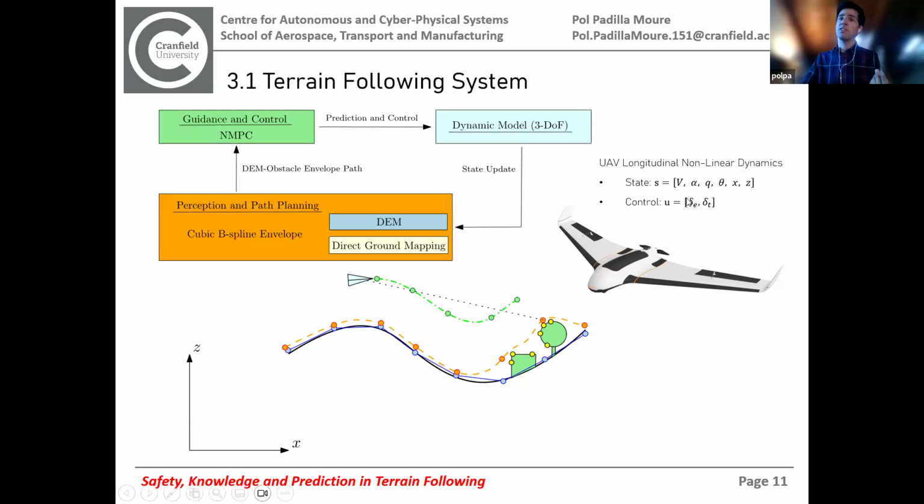And well, as you can see here, the states are quite standard. So we've got airspeed, angle of attack, pitch rate, the pitch angle and the position. You must include in your states the position of the aircraft because it must take into account where this aircraft is relative to the envelope that you have just crafted.